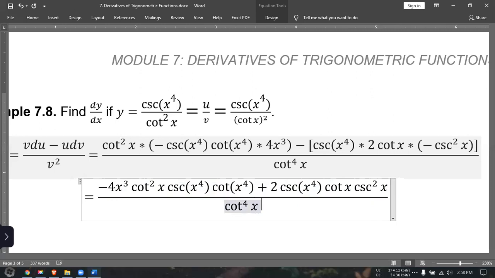And then, is this the final answer? I think not. See, both of the terms of our numerators contain cotangent x.